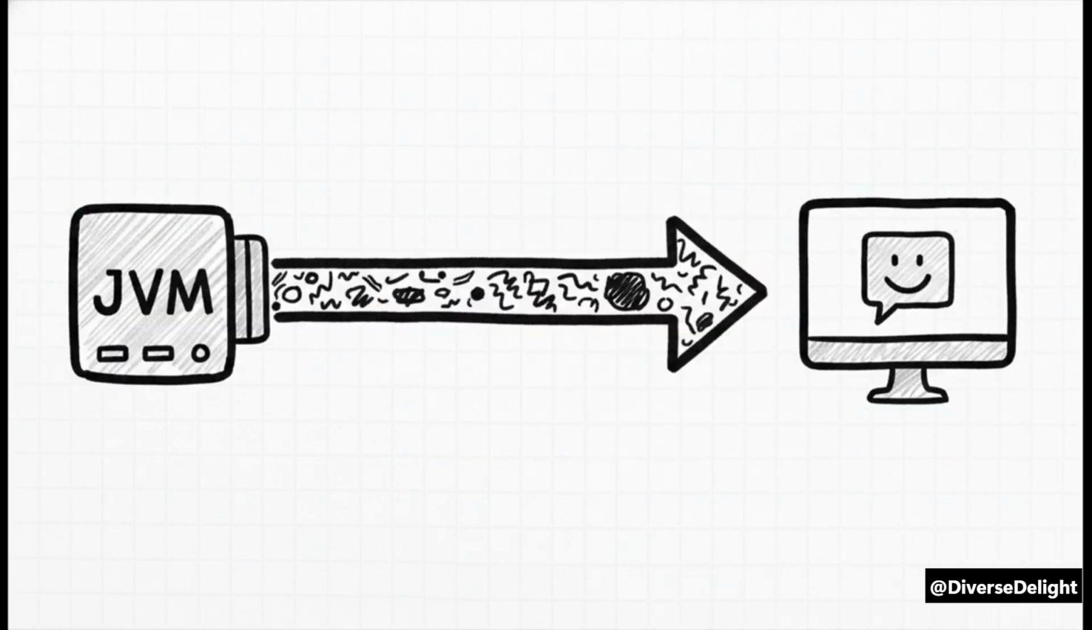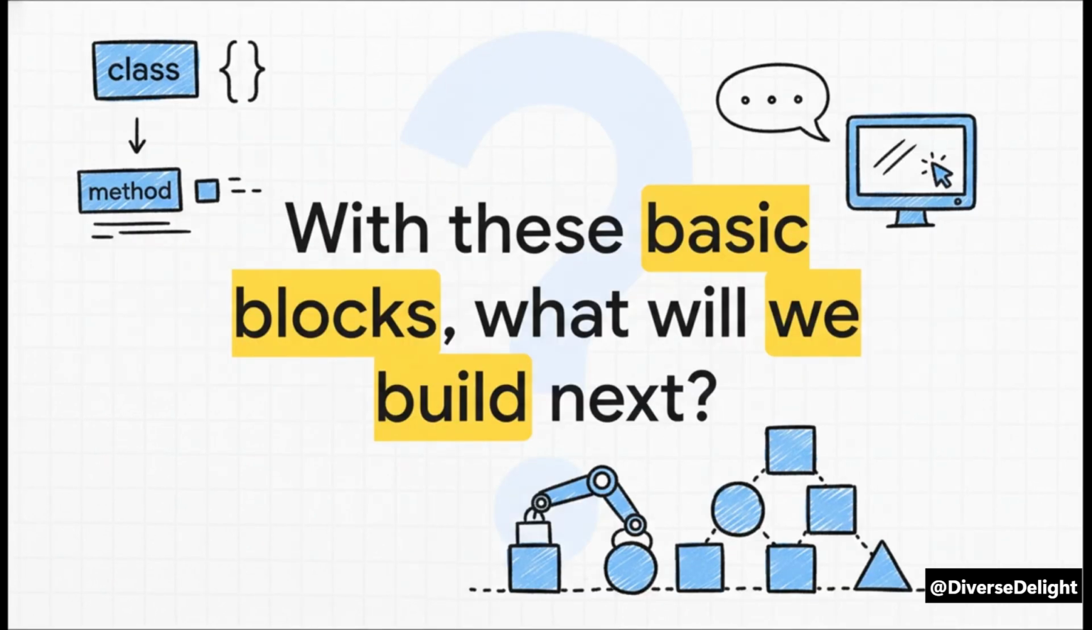And just like that, after all those steps, that carefully written instruction becomes a real, actual thing happening on your computer. And that, right there, is the journey of a program. And that really brings us to the final thought. It was just a single class, one method, and one statement. We made a computer talk to us. So if this is the kind of power we have with just the most basic building blocks, what will we build next?